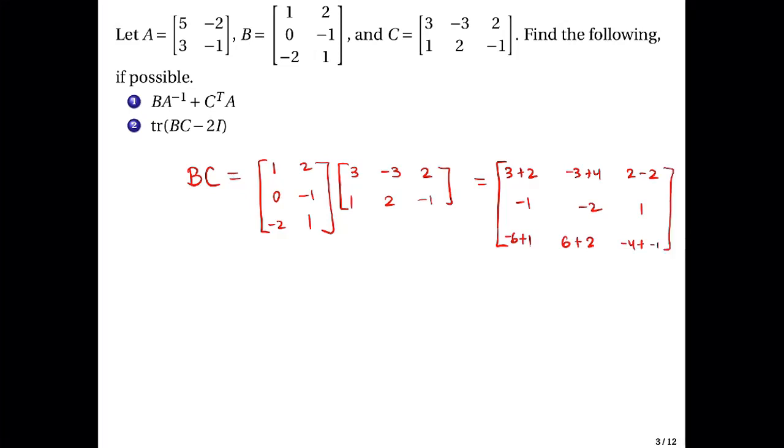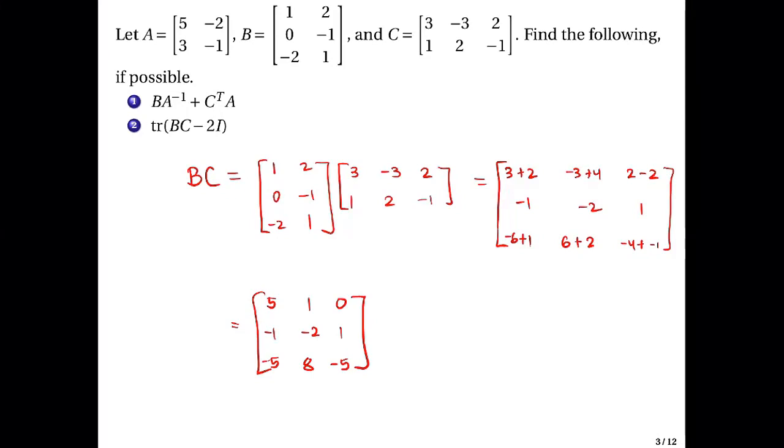So BC will be equal to, so 3 plus 2, that's 5. Negative 3 plus 4, that's 1. 2 minus 2, that's 0. Okay? And then we have negative 1, negative 2, 1. Then we have negative 5, 8, and then negative 5. So this is BC.